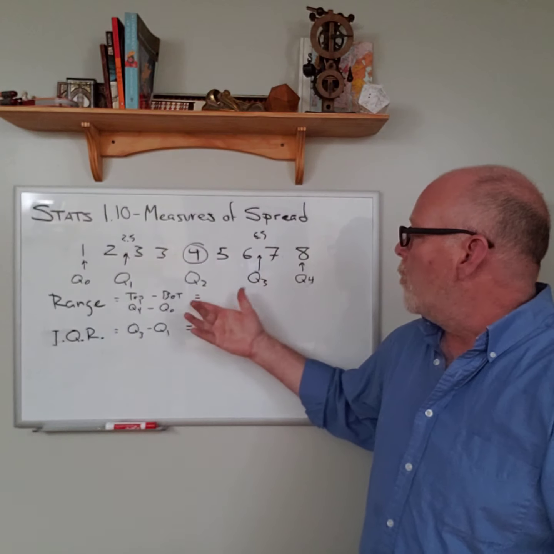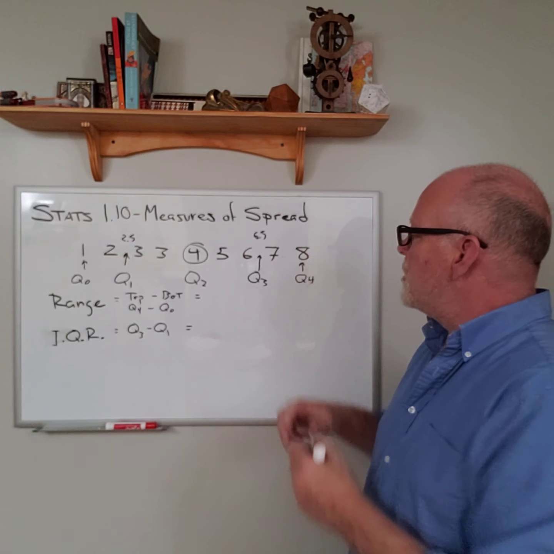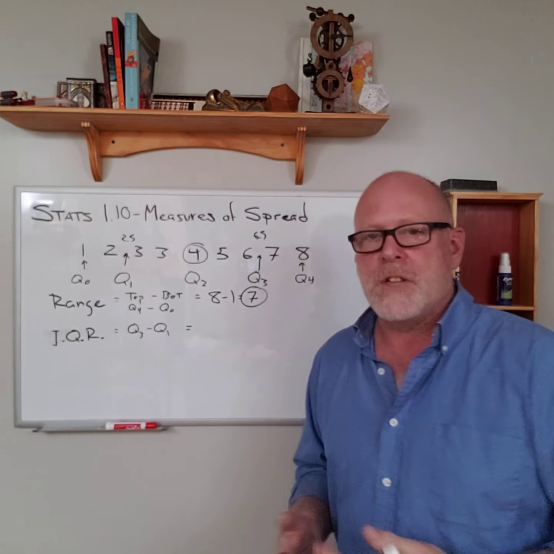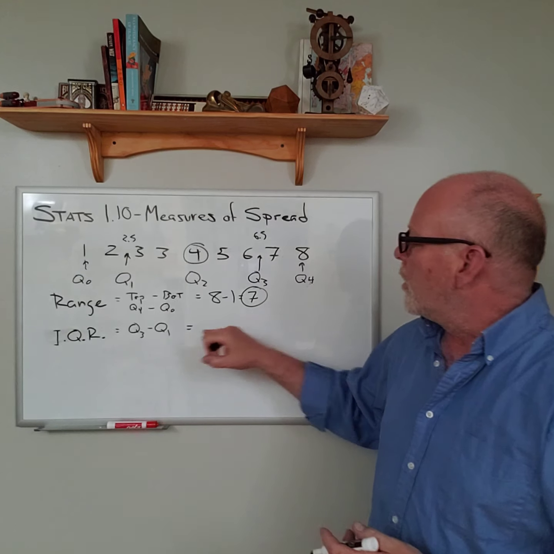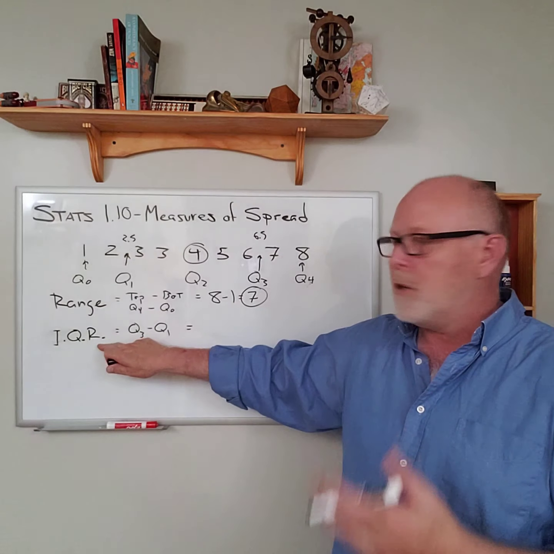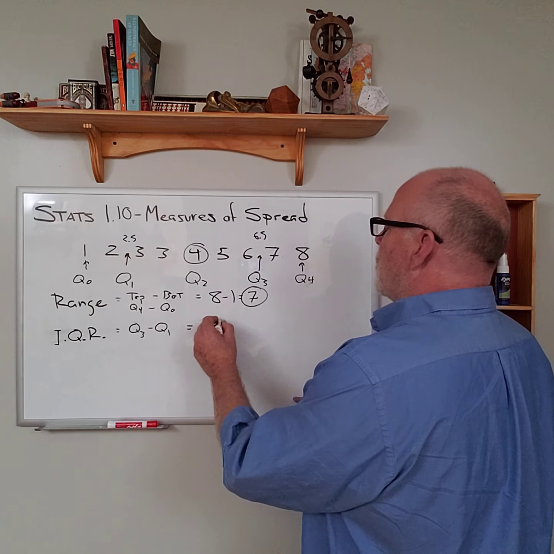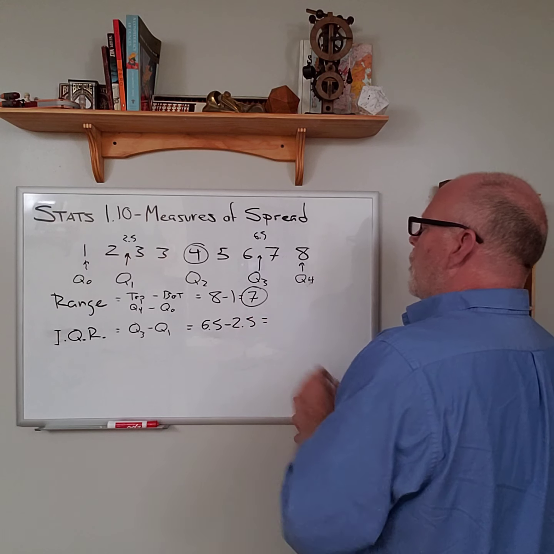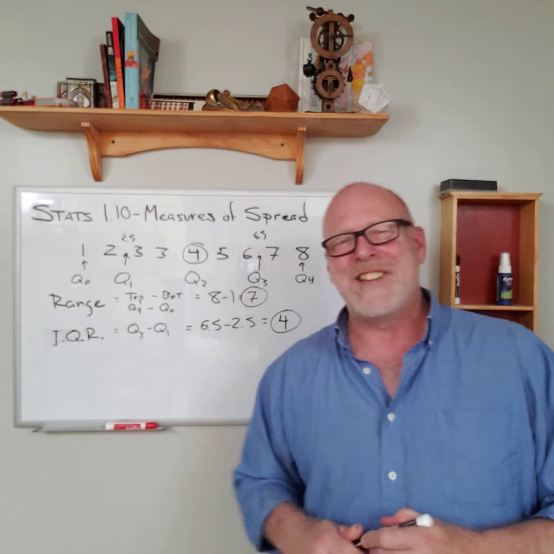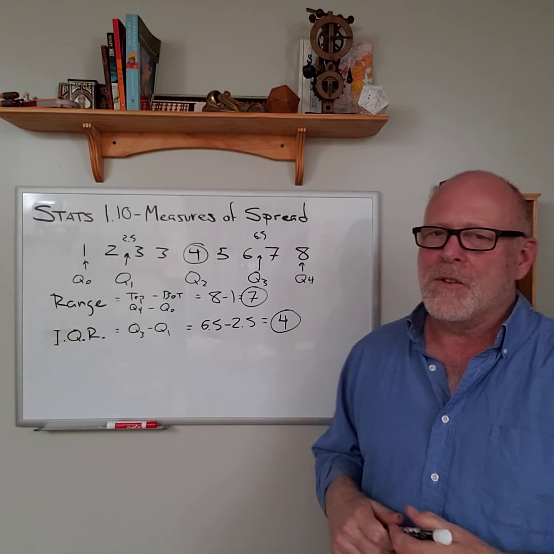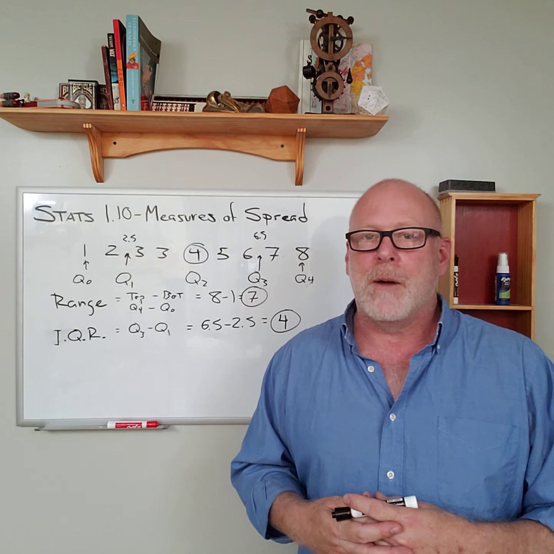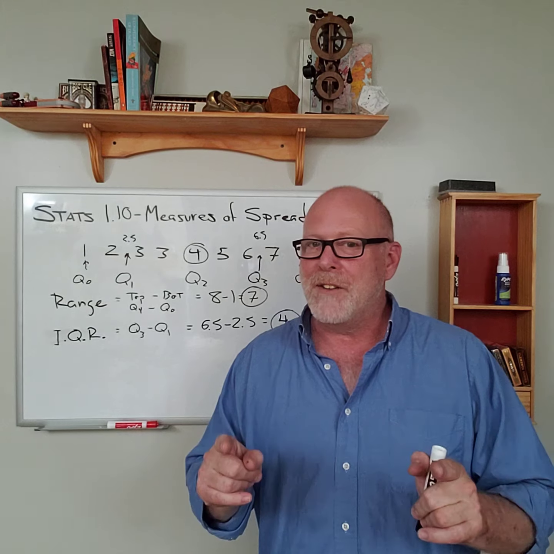Okay? So our range is not going to change because our top number is still the same. So it's still going to be 8 minus 1, or 7, just as spread out as it was before. But now our interquartile range, the range of the two middle quartiles, is going to be 6.5 minus 2.5, which is 4. That's a horrible example because it didn't change at all, but I think it illustrates how we find those numbers. And we're not done with that. We're going to come back to finding the quartiles when we look at the 5-number summary. Next, standard deviation, you're going to love it.